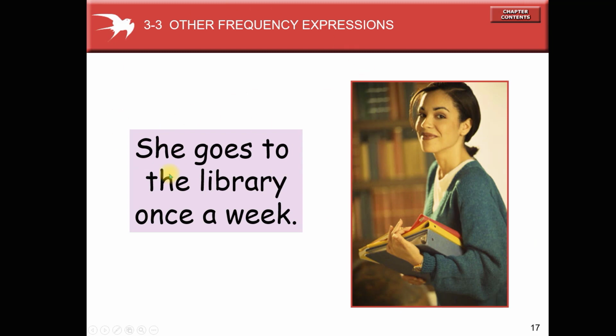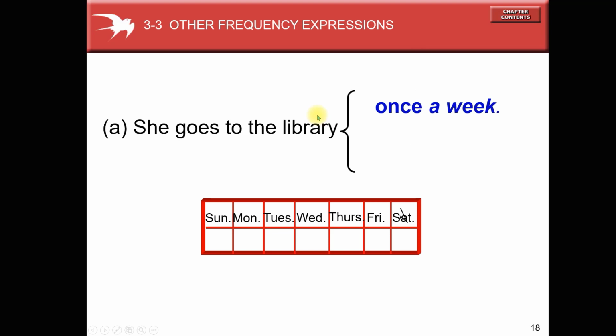These are other frequency expressions. For example, we can say once a week. Once means una vez. She goes to the library once a week. It's only one. She goes to the library once a week. Only once. All right. What is next?